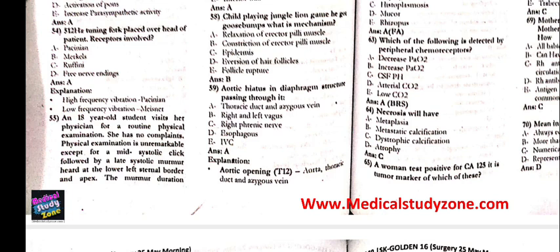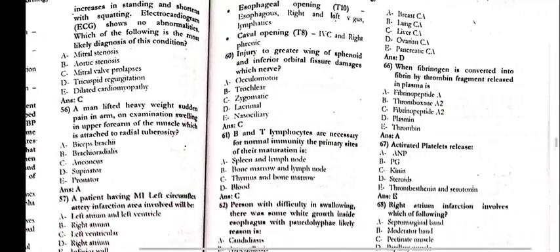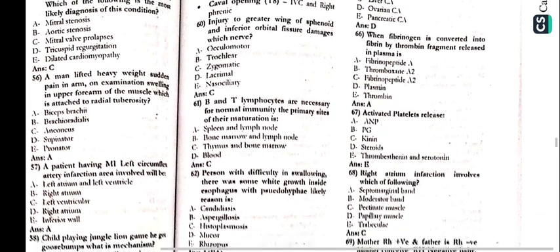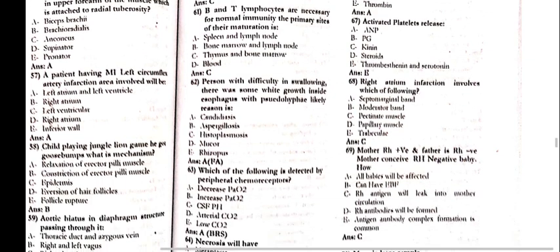59, the aortic hiatus in the diaphragm, structures passing through it are the thoracic duct and the azygos vein. Next 60, injury to the greater wing of the sphenoid and the inferior orbital fissure damages which nerve? That is the zygomatic. 61, B and T lymphocytes are necessary for normal immunity. The primary sites of their maturation are the thymus and the bone marrow.